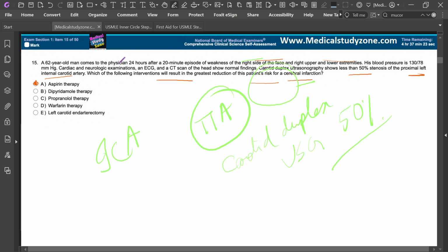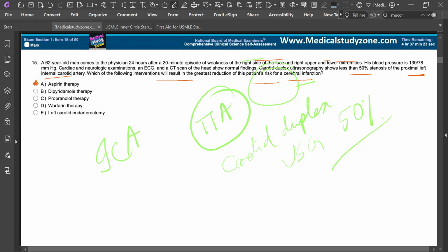Aspirin is an antiplatelet agent commonly used in the prophylaxis of arterial thrombotic phenomena involving the cerebral arteries, cerebrovascular accident.